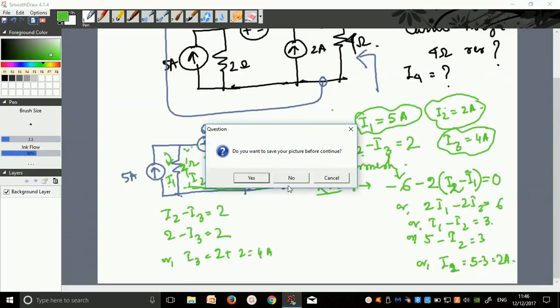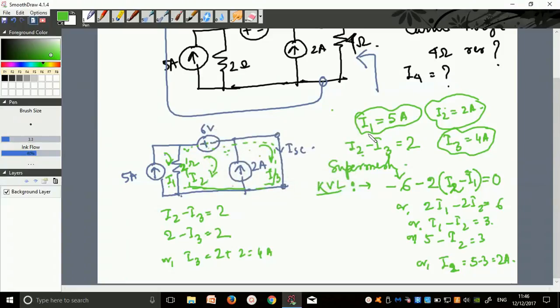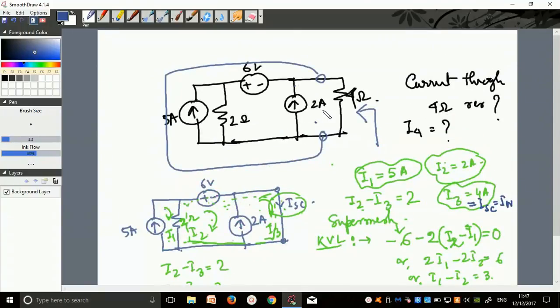So I have found I1, I2 and I3 right now. So what is my IN or ISC? This short circuit current is nothing but your I3, correct? So this short circuit current once again equals to your ISC, that means your I Norton. So this two terminal network which I have already shown can be replaced by a current source of 4 ampere. That is my I Norton.